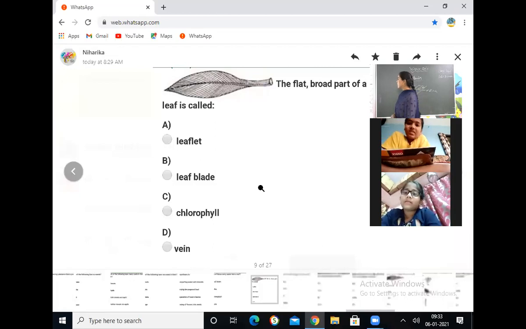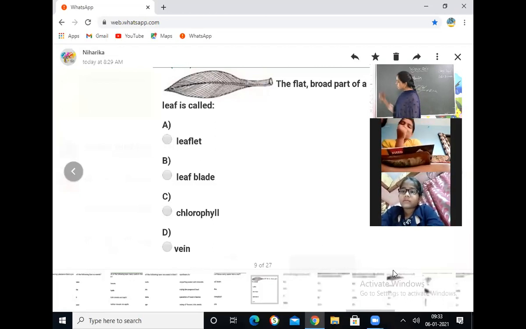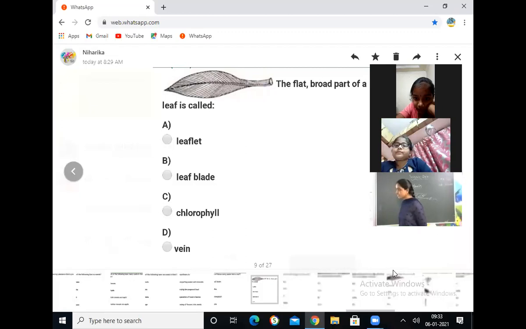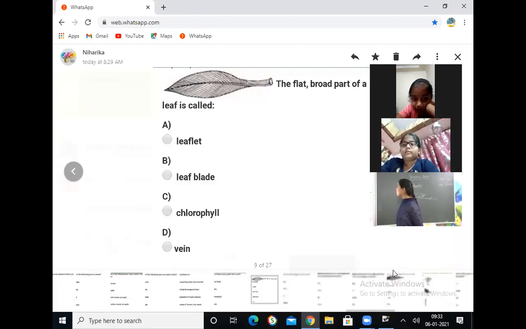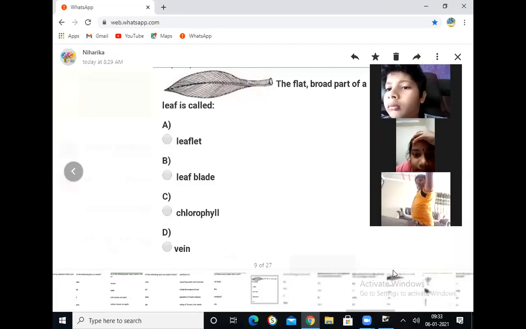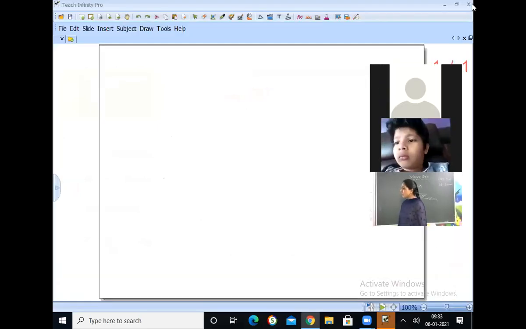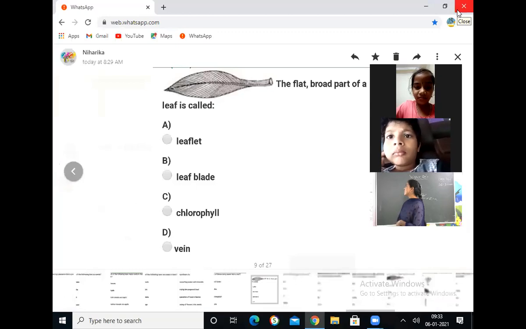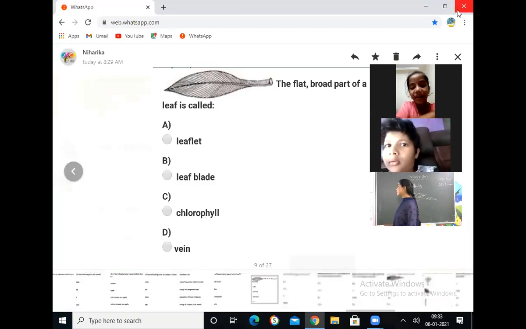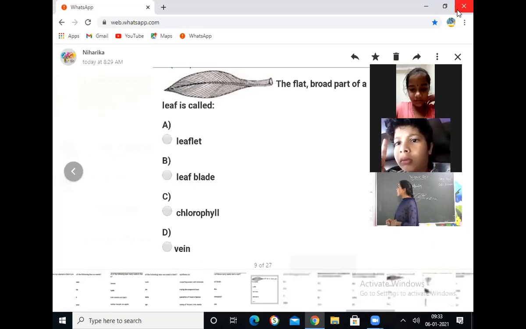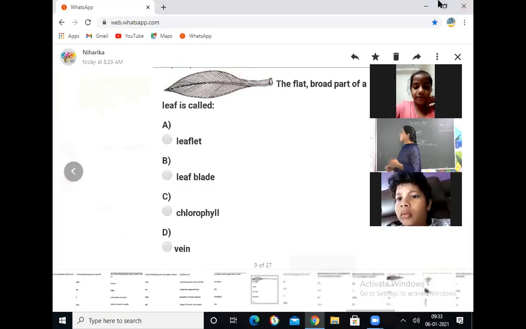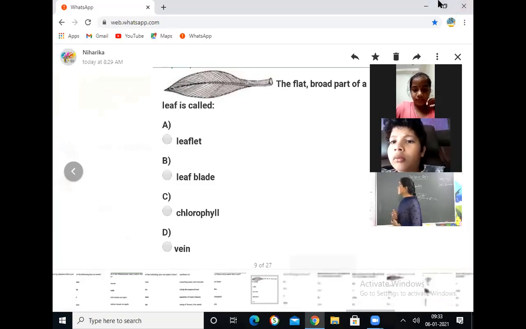Yes, Anisha, answer. Ma'am, leaflet. Leaflet, very good. Right answer. Varsha, what is the answer for this question? You raise your hand. Yes, ma'am. Leaflet. Leaf blade, D is the answer. Leaf blade. Okay, ma'am. Right, very good. We'll move to the next question.